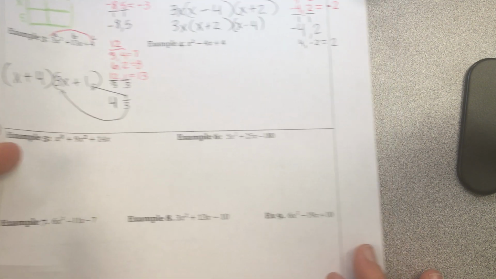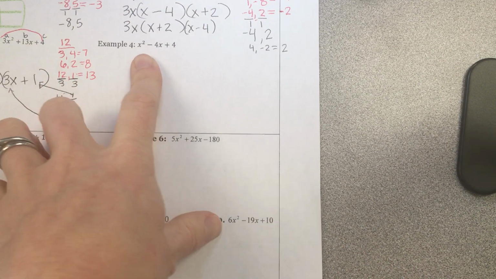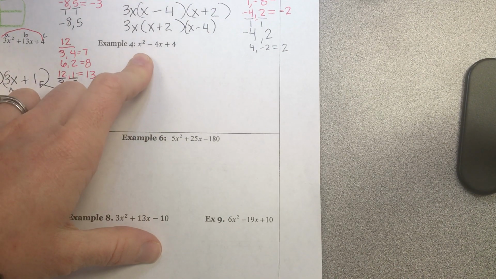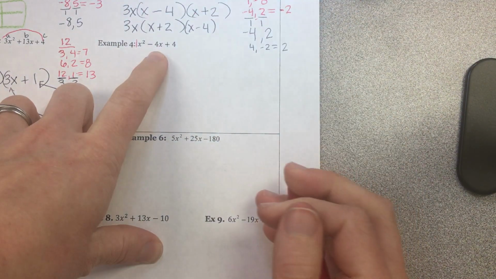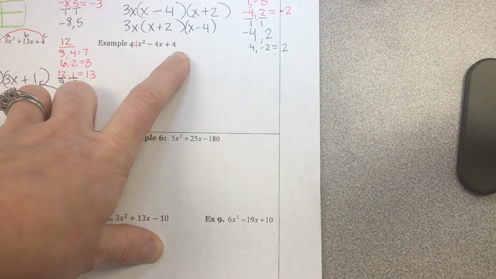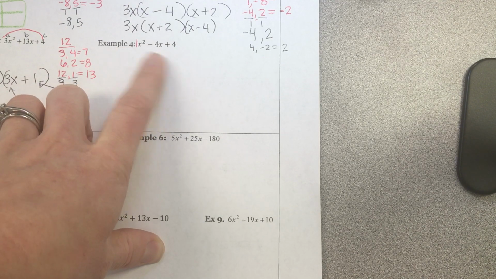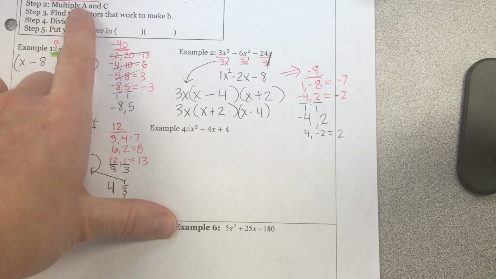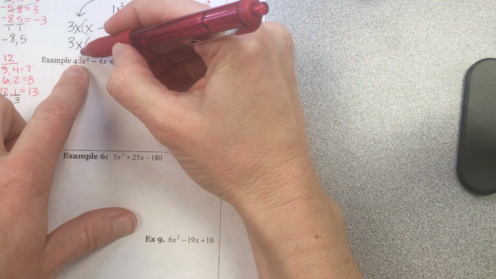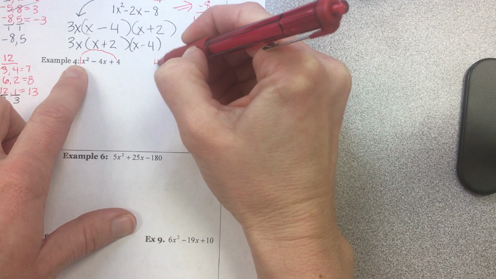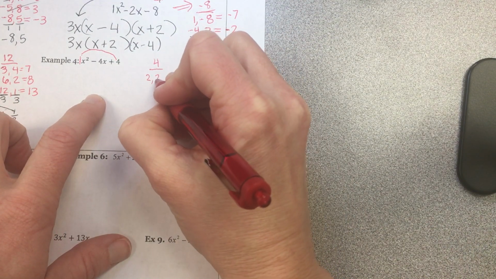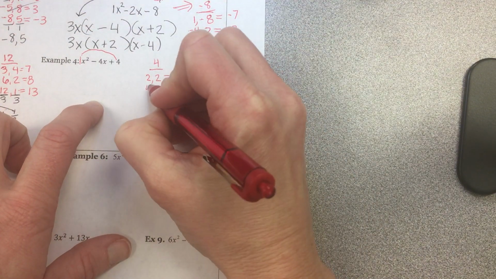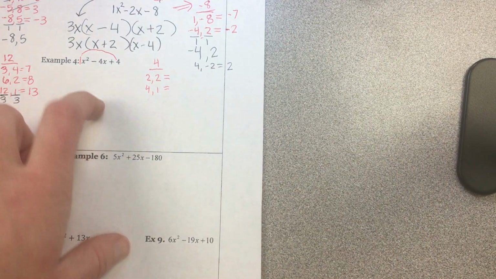Questions? Okay, number 4, what do you do first? See if there's a GCF. And this is a 1, 4, and 4. So does anything go into 1, 4, and 4? No. Okay, so there's no GCF. Then step 2, multiply A and C. So you're multiplying 1 and 4. Okay, 2 and 2. And 4 and 1. Okay.